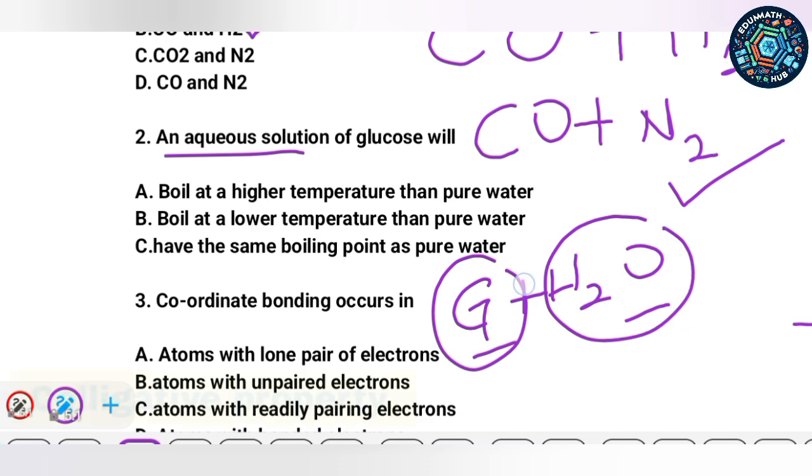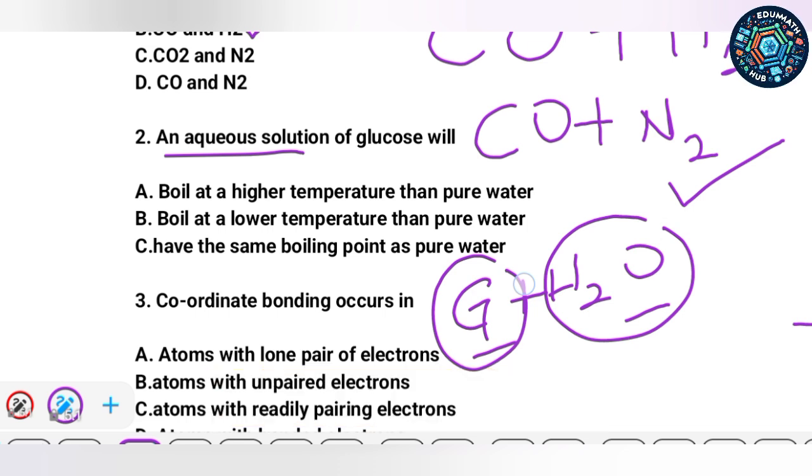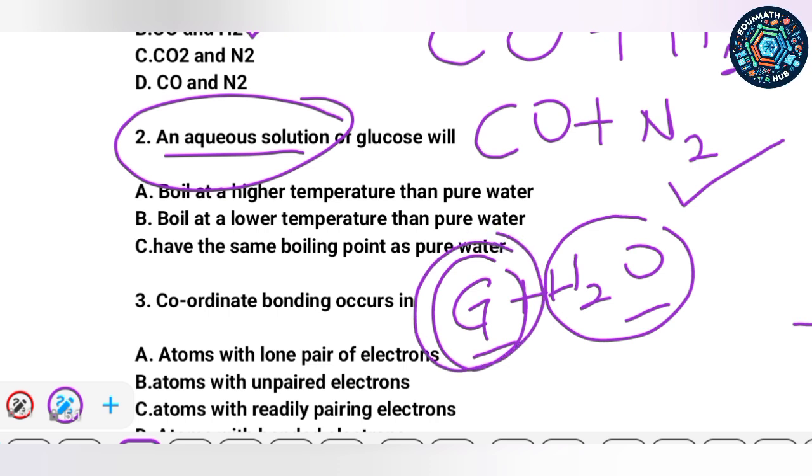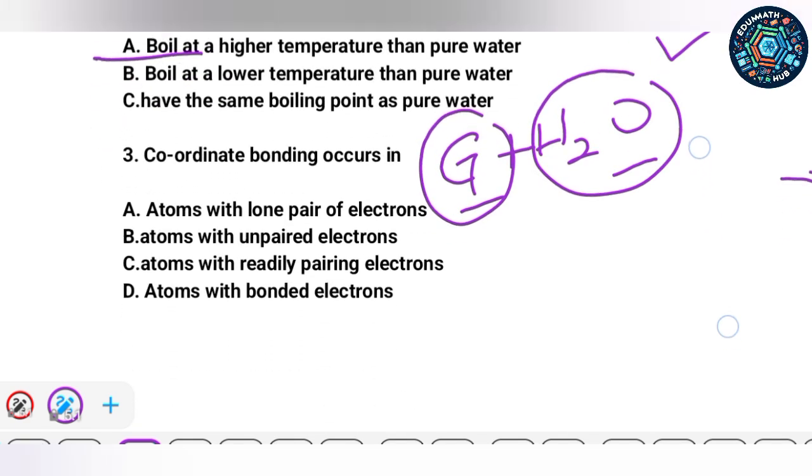This is under what is called colligative property, which is a physical property of a solution that depends on the number of solute particles present in it. So that solution depends on the amount of glucose that is present. This will raise the boiling point of that solution. So the boiling point of an aqueous solution of glucose is higher than the boiling point of water because of the presence of glucose there, which is like the impurity. So the correct answer is option A. It will boil at a higher temperature than pure water. Now let's move to the next one.